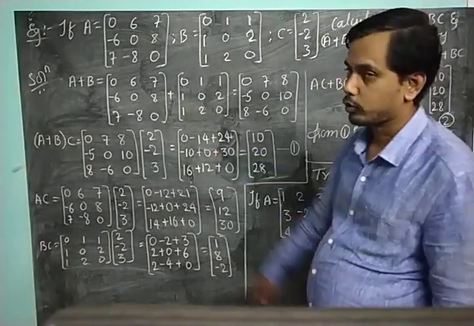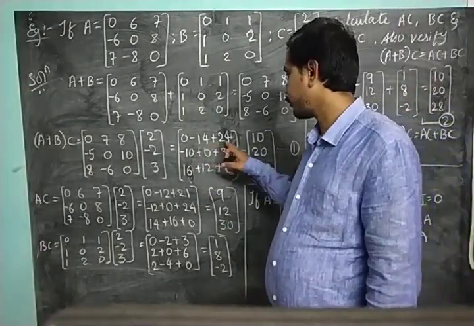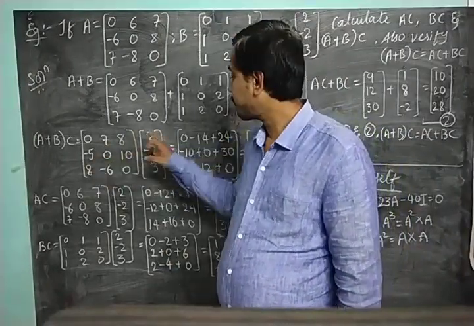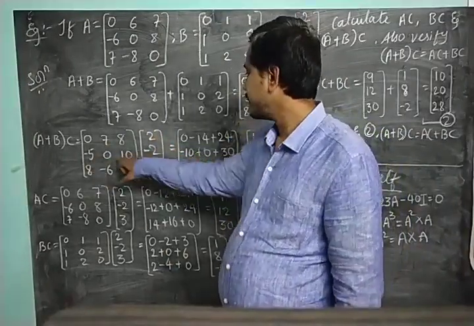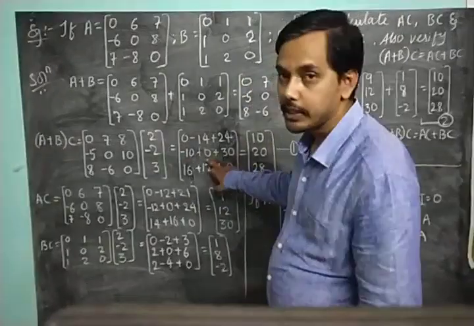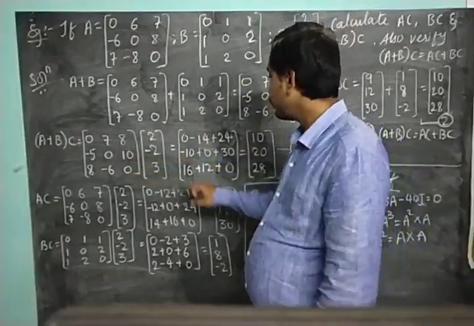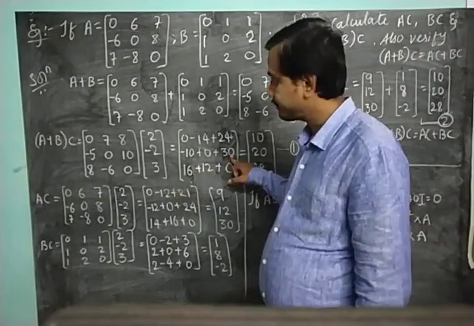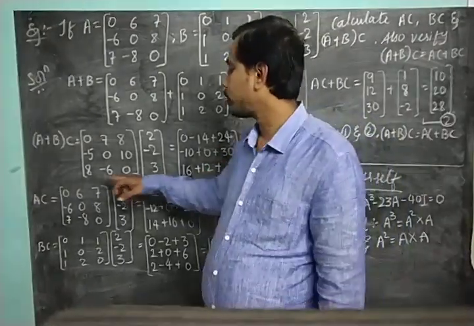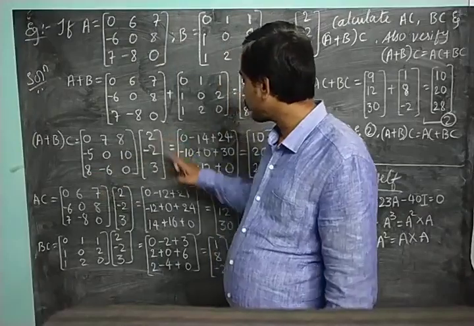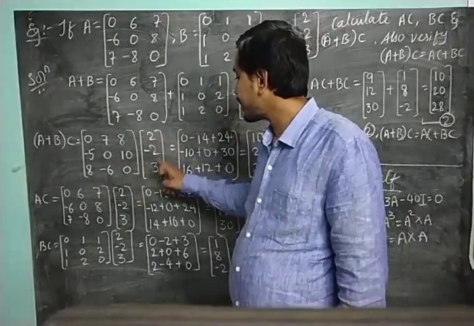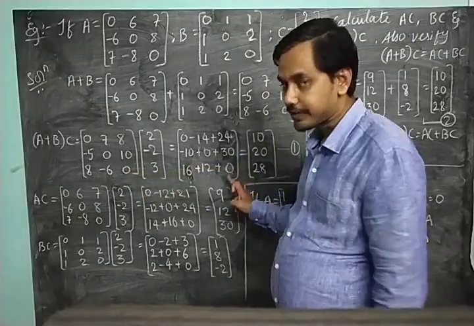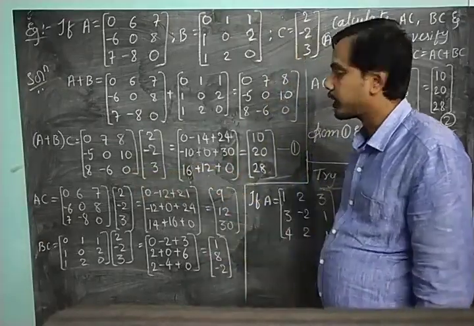So multiplying first row, what we get? 0 minus 14 plus 24. Then coming to second row, minus 5 into 2, minus 10. 0 into minus 2, 0. 10 into 3, that is 30. Okay, this was about second row. Coming to third row, 8 into 2 is 16. Minus 6 into minus 2, plus 12. 0 into 3, 0. So this was all about (A plus B) into C.